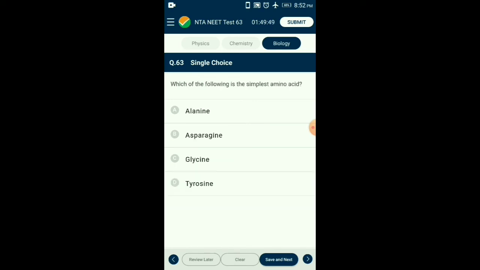Question number 63. Which of the following is the simplest amino acid? Glycine is considered as the simplest amino acid as it has one amino group, one carboxylic group, one hydrogen and another hydrogen in place of R group. It has no subsequent functional group. It is also not an alpha amino acid. So the answer is option C, glycine.